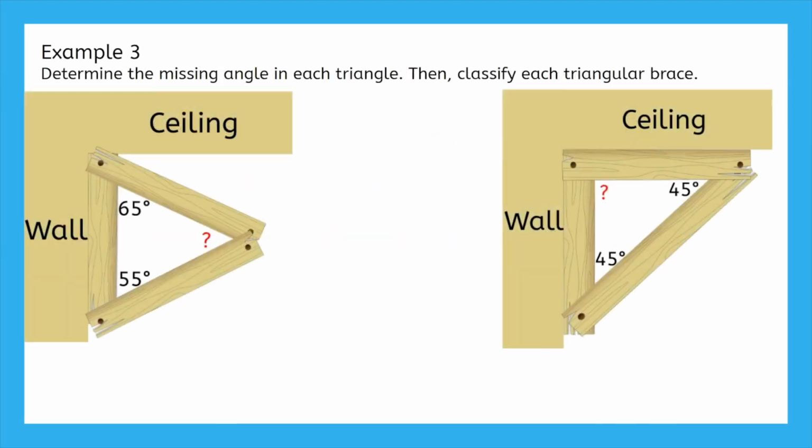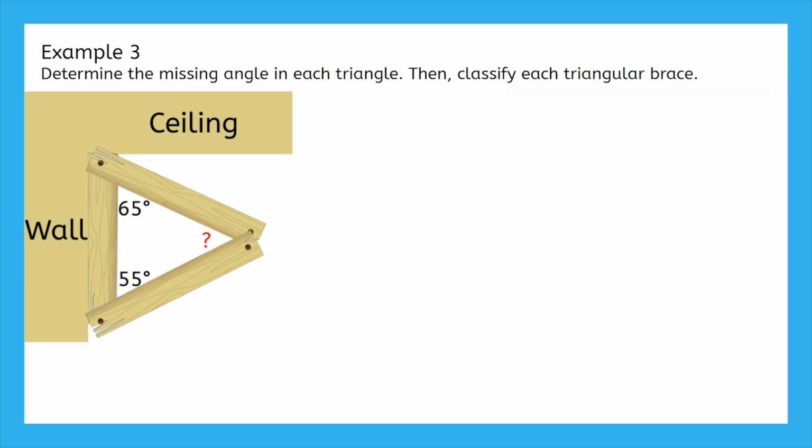Okay, here are the two braces used to support the treehouse roof. Perhaps the brace I need to fix is the wrong type of triangle. Pause the video to determine the missing angle in each triangle, then classify each triangle as acute, right, or obtuse. We'll start by focusing on the brace that doesn't fit. Step 1 says, set up the equation. So I set up 65 plus 55 plus x equals 180.